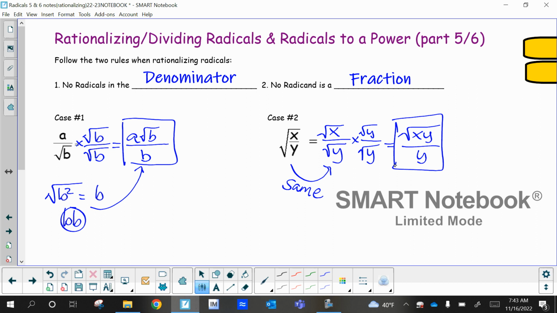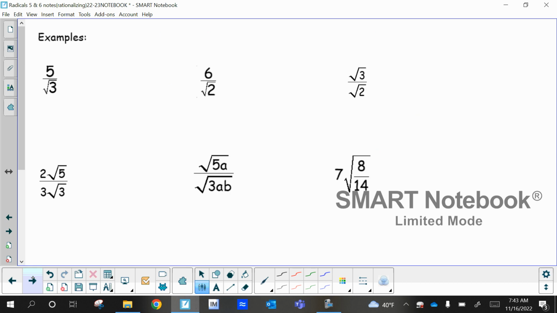So let's try some examples now with some actual numbers and variables together. So first one, I see 5 over radical 3. So I'm going to multiply by radical 3 over radical 3. On the top, I'm going to get 5 radical 3 over 3. And there's my answer.